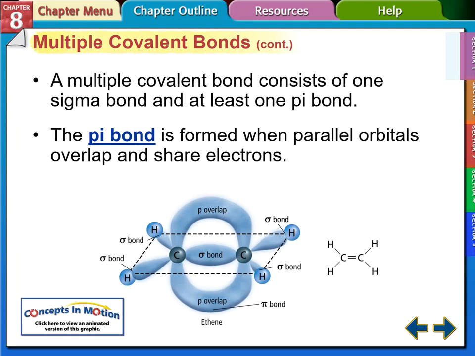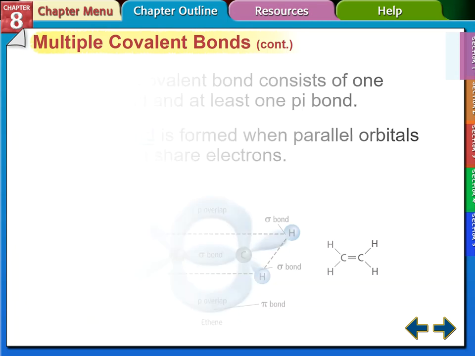We talked about the sigma bond a little while ago. Now we're going to talk about something called the pi bond. It happens when we have more than one covalent bond, either a double or a triple bond, and it's just a way of describing how the electrons are shared between 2 atoms. They have these parallel orbitals that overlap and share electrons. It's also known as hybrid orbitals.